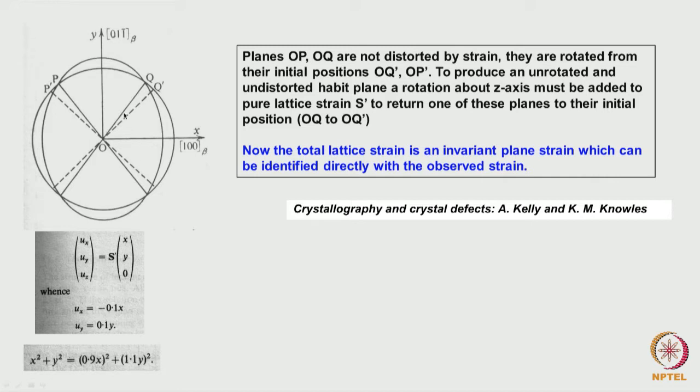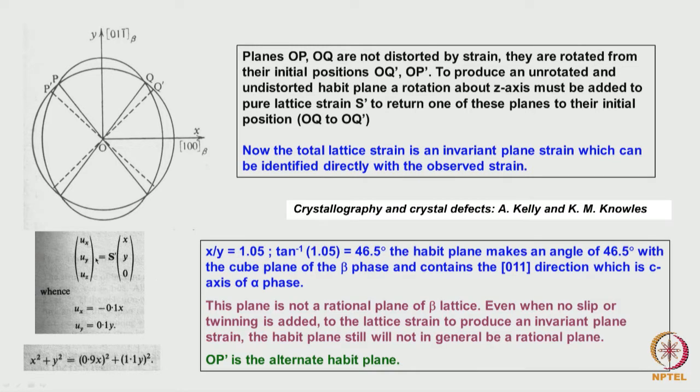Now we know the angle at which this plane is lying, and since we know this direction and this direction, we can immediately find out the direction in which this vector is lying and the plane which is contained in it. Since the displacements are very small, this angle turns out to be around 46.5 degrees. And this plane, when it has been found out, turns out to be some 4 3 3 bar. This is a high index plane. Is it clear?